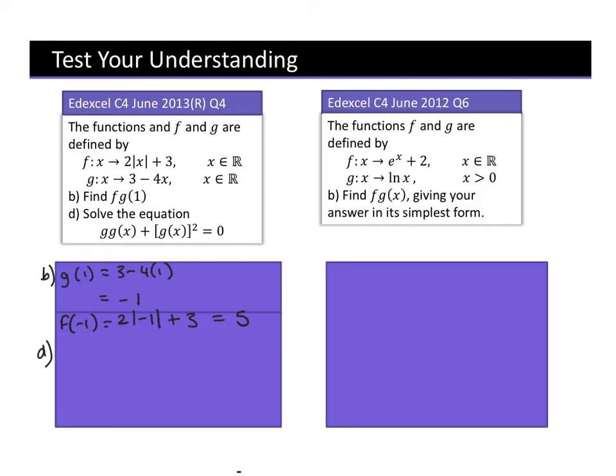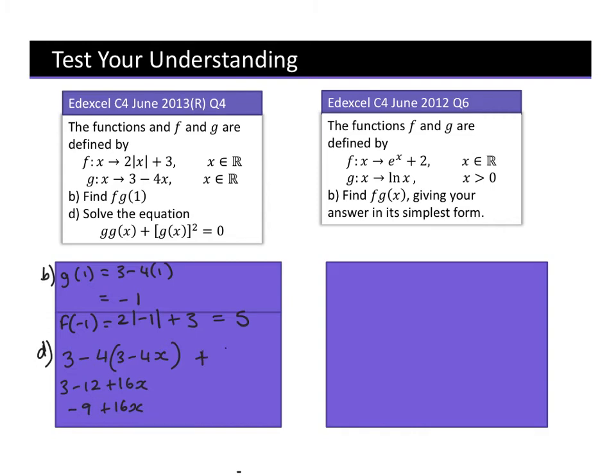Okay, part D. Solve the equation g of g of x equals g of x all squared. So first of all, g of g of x. We know that g of x is 3 minus 4x. So we're going to get 3 minus 4 lots of our g of x, which is 3 minus 4x. I'm just going to expand this first. This is just g g x. So 3 minus 12 plus 16x. 3 minus 12, so I'm going to get minus 9 plus 16x. That is g g x.